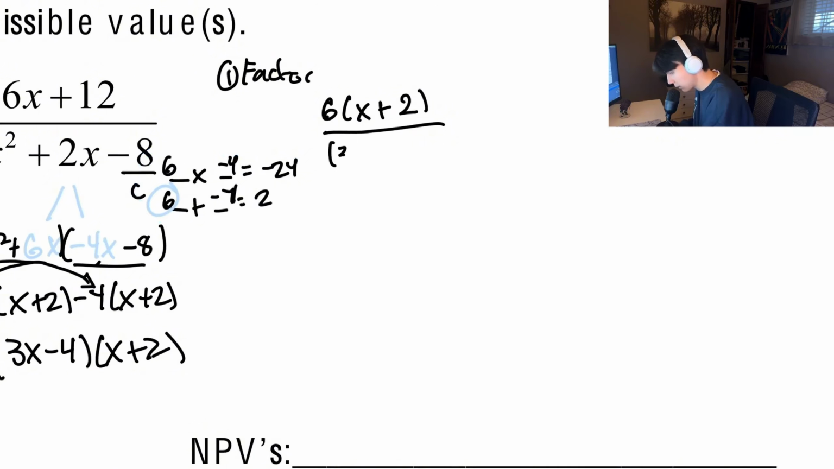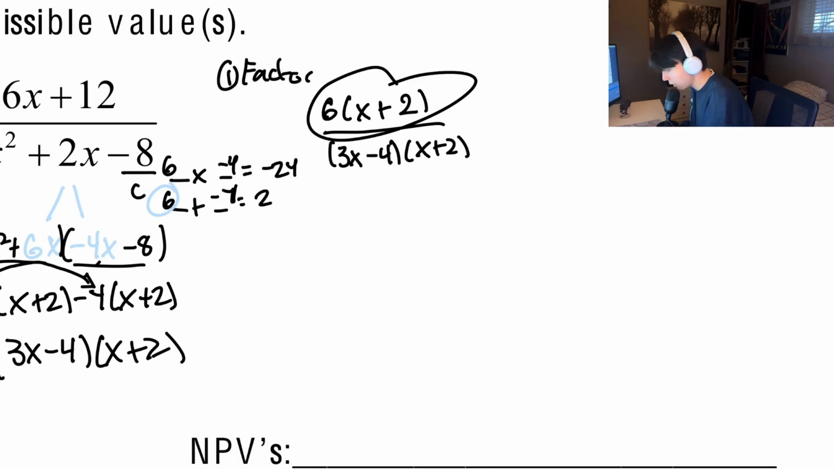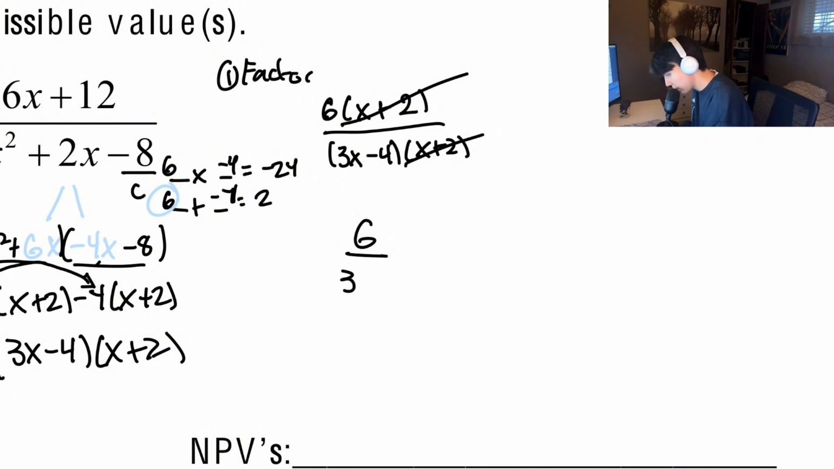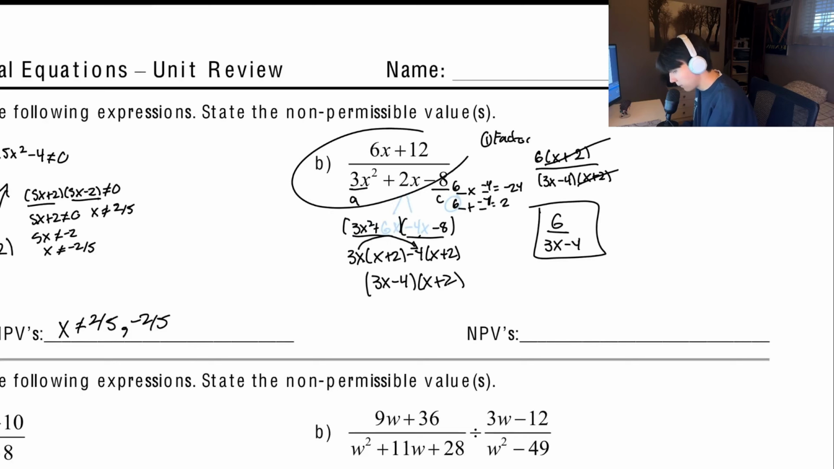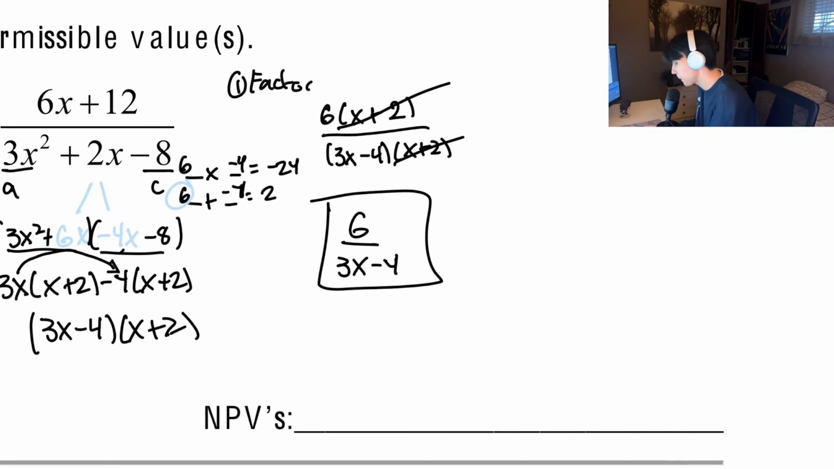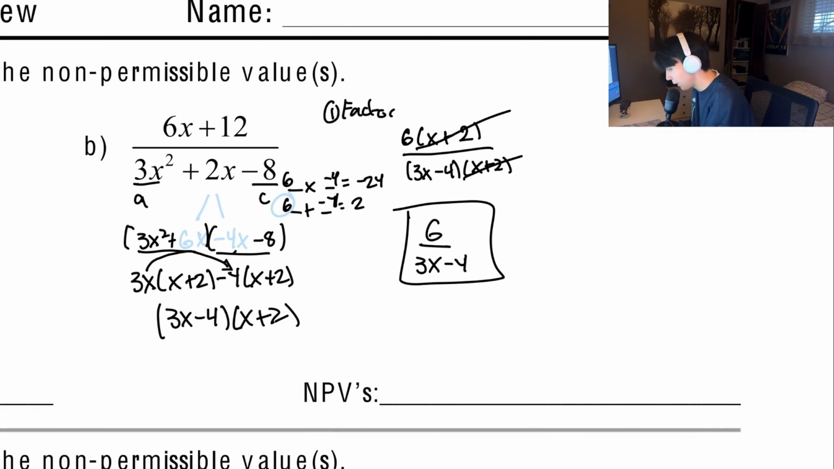So we have 3x minus 4 and x plus 2. And again, we're just checking our denominator and our numerator to see if there's anything common that we can cancel out. In this case, we have an x plus 2 in the denominator and the numerator, so we can cross these two out. You're going to get 6 over 3x minus 4 as your simplified version of this expression. So now let's go back here and let's do the NPV.